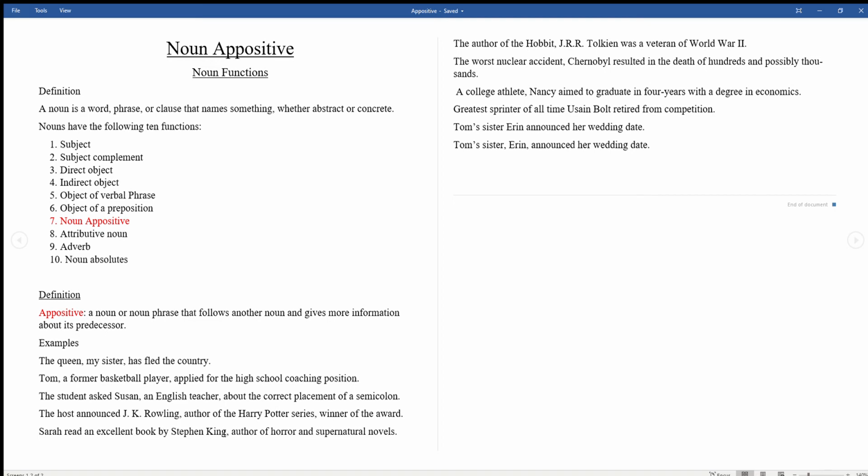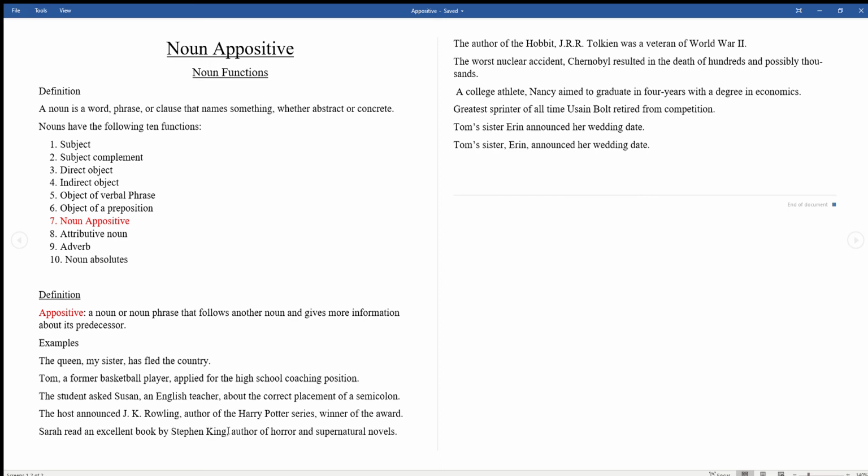Okay? So again, I just want to point out that these appositives can be used in multiple different positions. They can be modifying or describing the subject, as we had here in Queen and Tom. They can be modifying the direct object, as in Susan in this third one. They can be modifying the indirect object, as in J.K. Rowling. And they can be modifying the object of a preposition, as in Stephen King right here, author of the horror and supernatural novels. So that's the beauty and the versatility of the appositive.